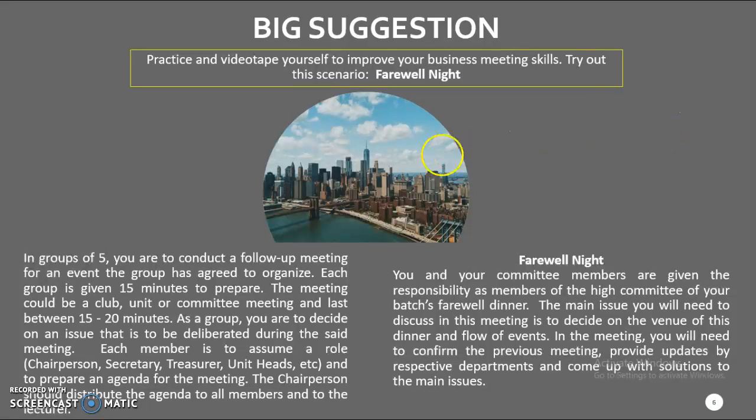Right, now let's go to the question. The question is stated on the right side of the slide. The title is Farewell Night. You and your committee members are given the responsibility of members of the High Committee of your batch's farewell night or farewell dinner. The main issue you will need to discuss in this meeting is to decide on the venue of the dinner and the flow of events. So how many problems are there? Well, there are 2. First is to decide on the venue of the dinner, and next is to decide on the flow of events. In the meeting, you will need to confirm the previous meeting, provide updates by respective departments, and come up with solutions to the main issue.